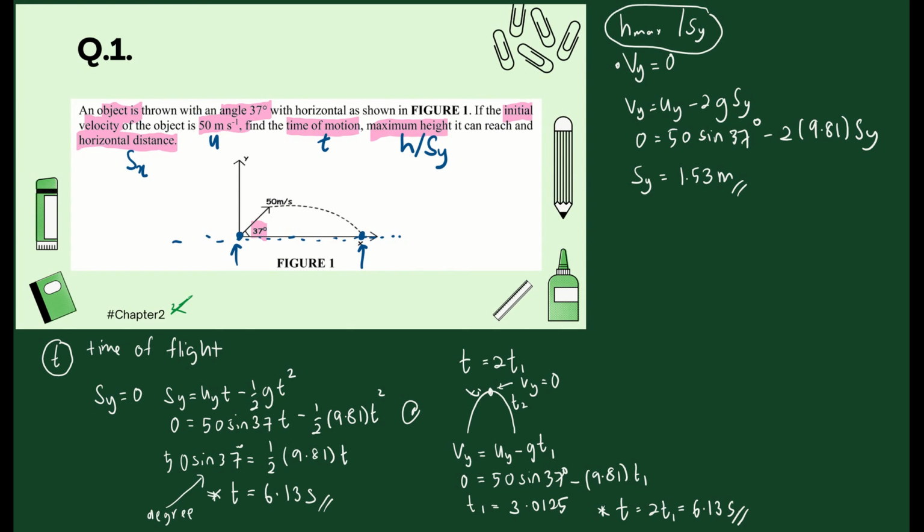And the third quantity to find is the horizontal distance, SS. We just apply the equation SS = UX T. We have got T, so UX is equal to 50 cos 37 degrees, and our T is equal to 6.13 seconds. Your horizontal distance is supposed to be 244.98 meters.